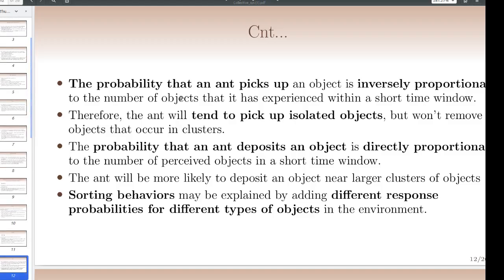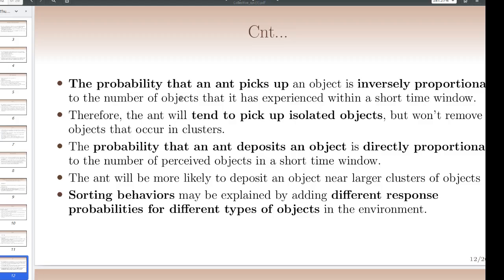The probability that an ant picks up an object is inversely proportional to the number of objects it experienced within a short time window. So the ant will tend to pick up isolated objects. It won't remove objects that occur in clusters.